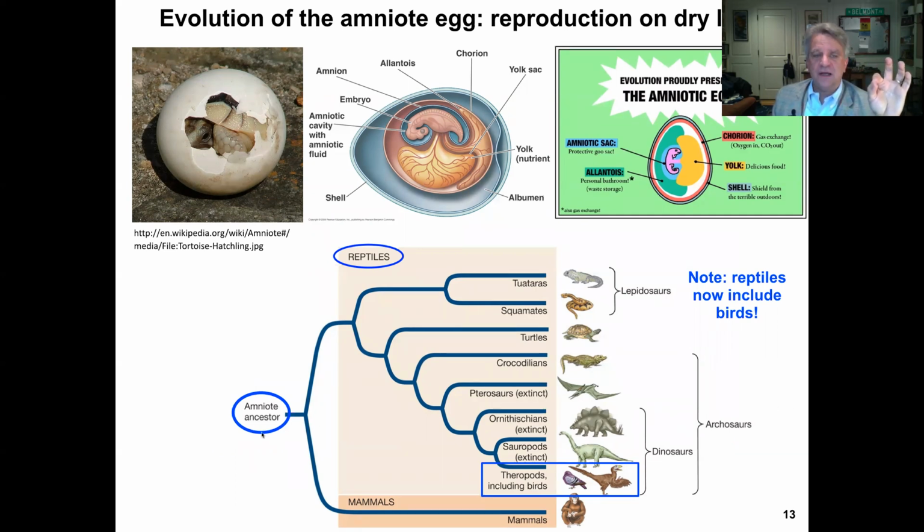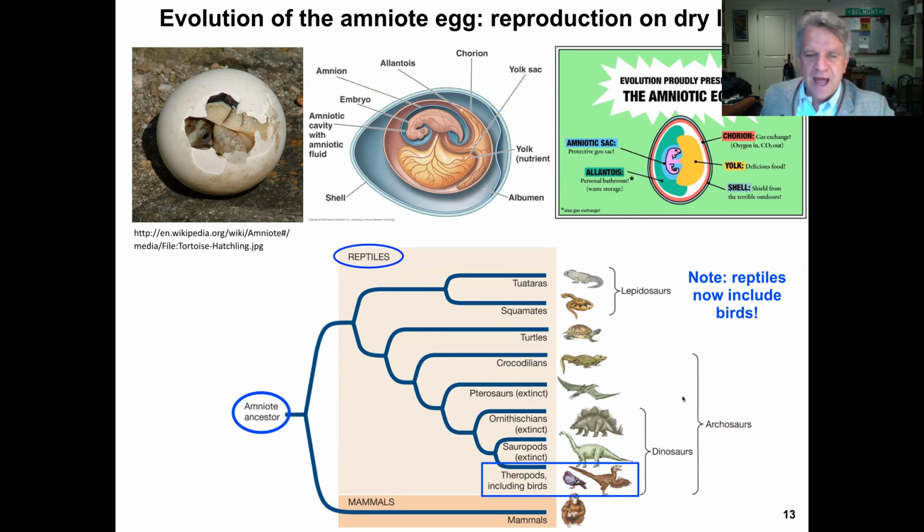So basically, the common ancestor to all the amniotes had the amniotic egg. And here is a nice advertisement, a joke advertisement about evolution proudly presenting the amniotic egg. Has an amniotic sac protecting the goo. It has the chorion. It allows gas exchange. It has the yolk, delicious food. It has a shell, shielding you from the terrible outdoors.